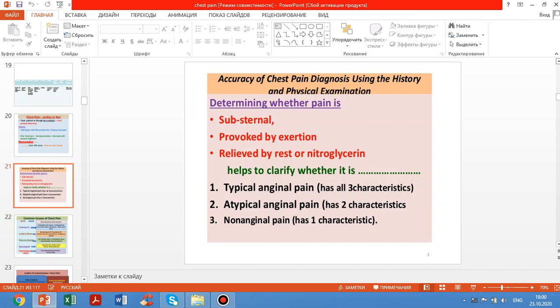Occurrence of chest pain. Diagnosis using the history and physical examination. Determining whether pain is substernal, provoked by exertion, relieved by rest or nitroglycerin helps to clarify whether it is typical anginal pain, which has all three characteristics. Atypical anginal pain has two characteristics. Non-anginal pain has only one characteristic.